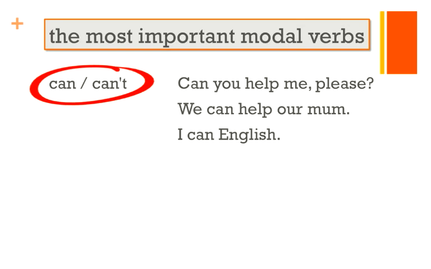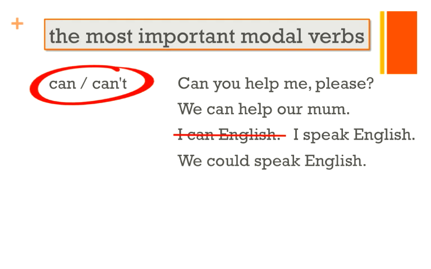In other languages you can do this, but not in English, and this is one of the reasons that make English modal verbs so problematic. I can English is not correct. You would have to say I speak English, or of course I can speak English. But you can actually take the can and put it in the past tense and say we could speak English. Maybe we could speak English 20 years ago, but now we don't. We can't anymore. So this is perfectly all right. We could speak English. Can be used in the past tense.